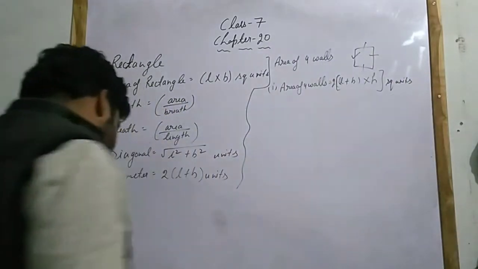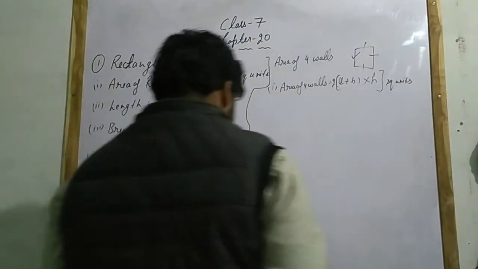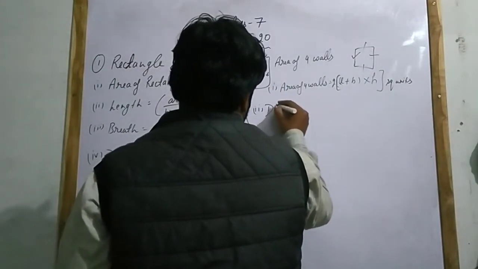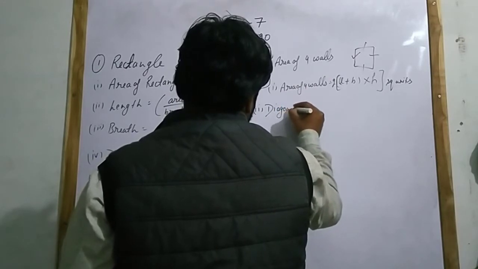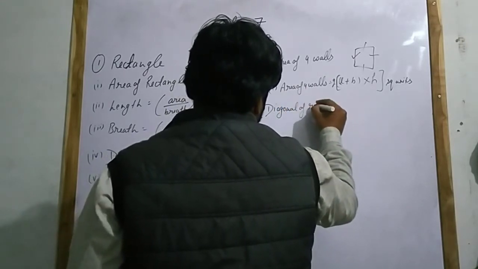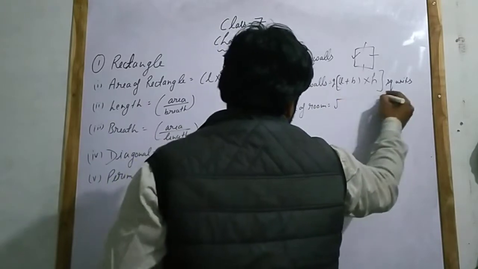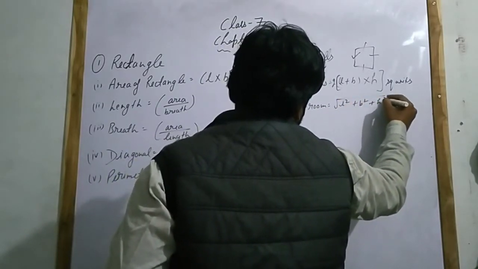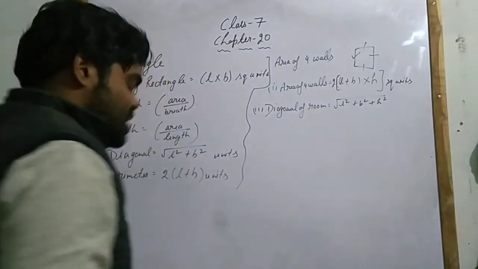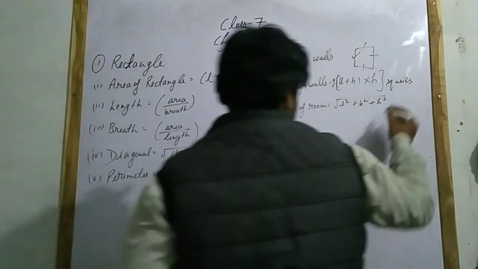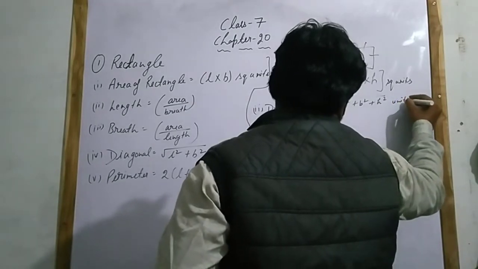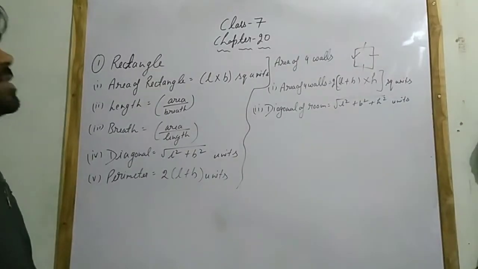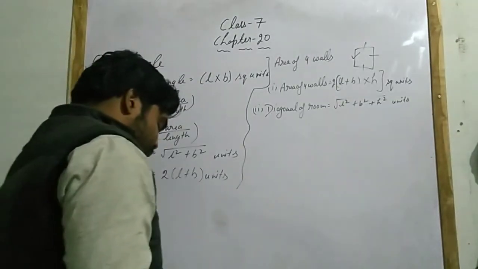Now the second one is the diagonal of the room. Diagonal of room is under root L square plus breadth square plus height square. Length square plus breadth square plus height square, after that your unit. Unit is compulsory in this chapter. You have to write the unit also.